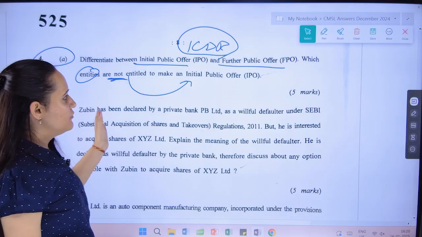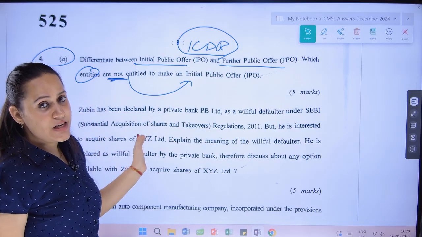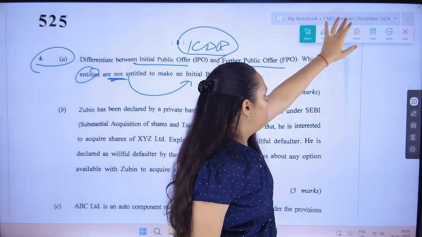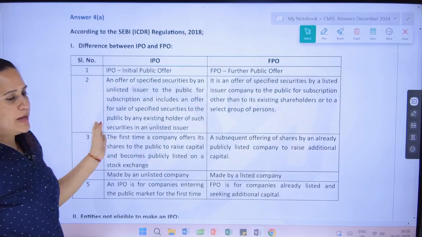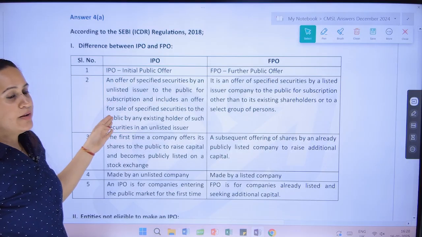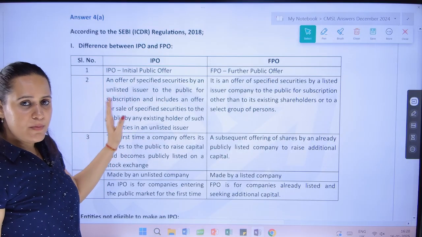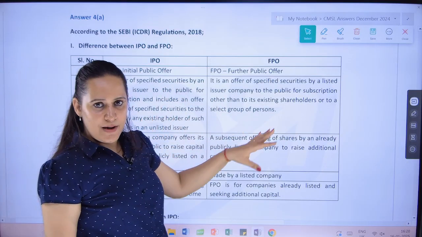You should give them first the difference between IPO, FPO, and then tell the entities which are not eligible for making an initial public offer. So, how are you going to present it? Present it in the form of a table for better understanding. What is the full form of IPO, FPO? IPO is initial public offer, FPO is follow on or further public offer.